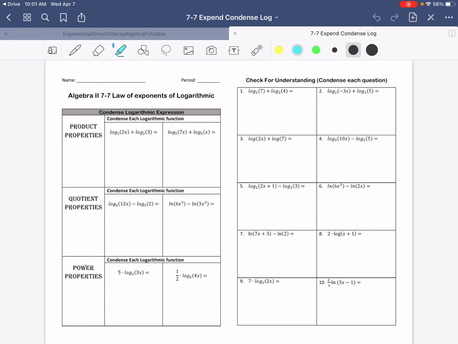Hello guys, welcome back. So this time we are going to learn about some properties of the law of exponent of logarithmic.